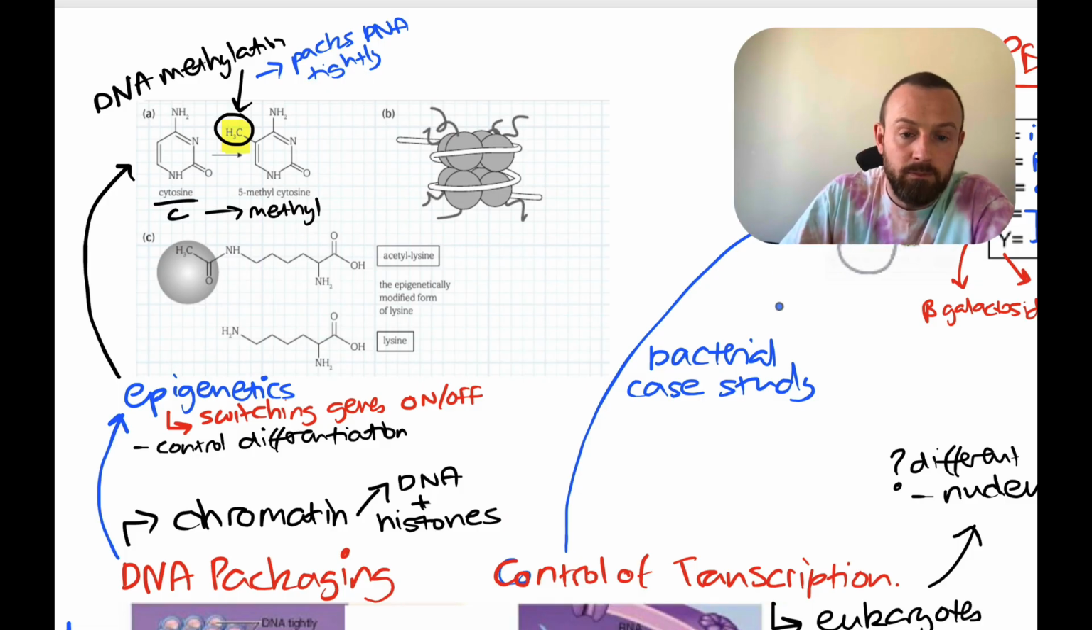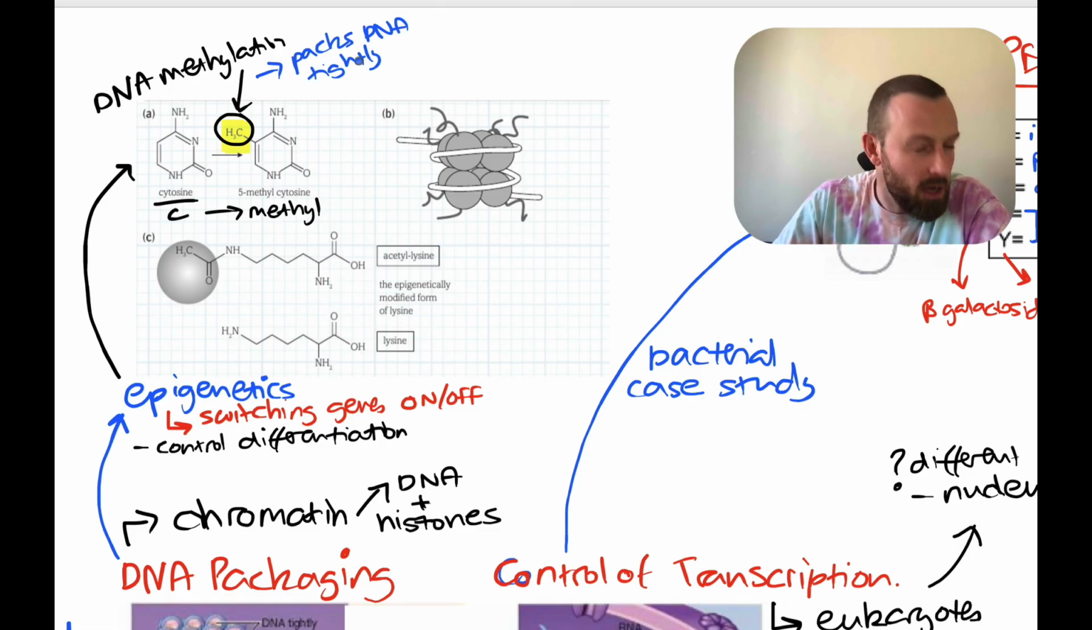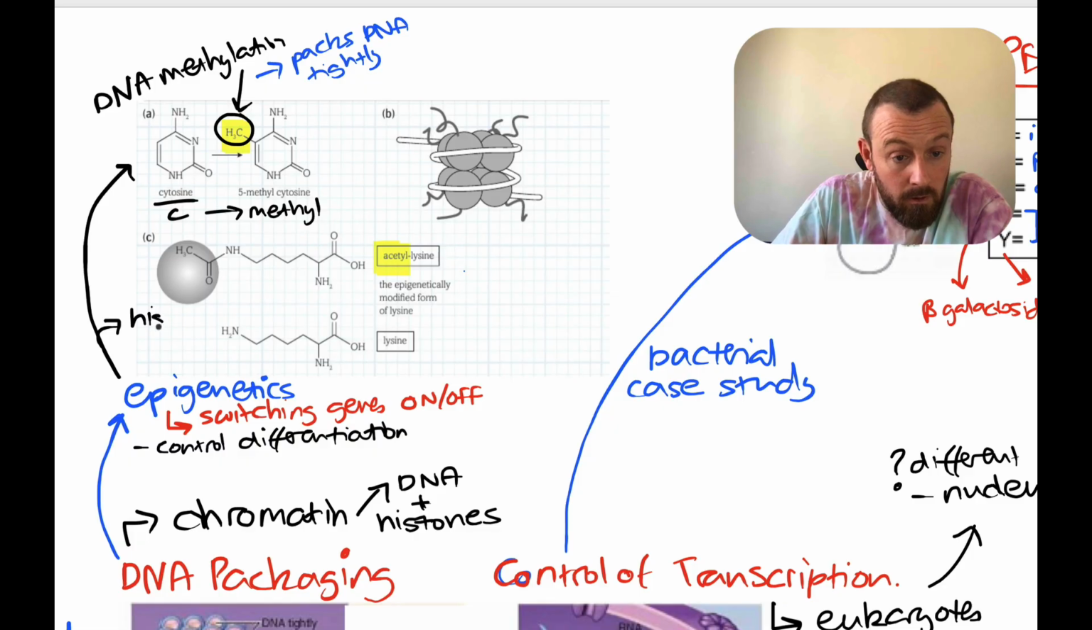Another thing that can happen, I think less permanently, is that here's the histone protein, and it can have acetyl groups added or removed. So here's an acetyl group, and here's without an acetyl group. So this is, how do we write this? Okay, histone acetylation.